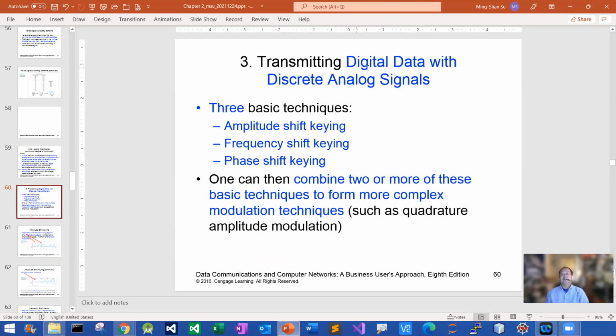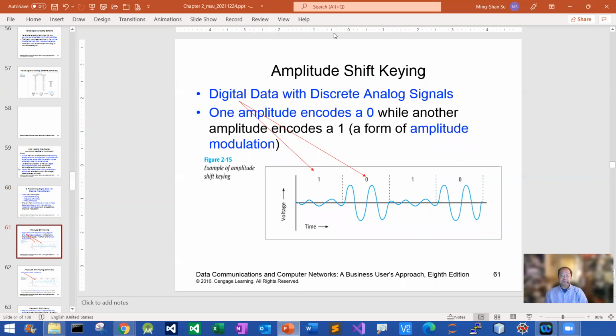To transmit digital data with discrete analog signals, there are three basic techniques you can consider: amplitude shift keying, frequency shift keying, and phase shift keying. One can then even combine two or more of these basic techniques to form more complex modulation techniques such as quadrature amplitude modulation. Let's take a look at the first one.